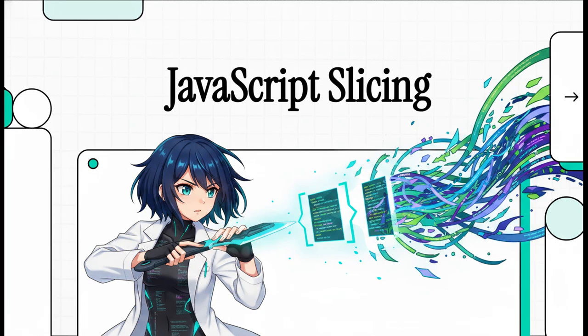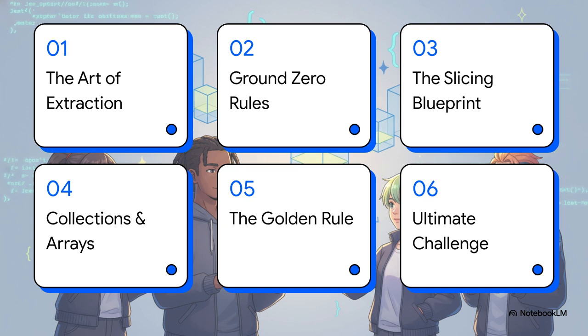Welcome back to another explainer. Today, we're unlocking one of the absolute most powerful, laser-precise tools you can have in your coding arsenal, the JavaScript slice method. Think of it as the ultimate surgeon's scalpel for your data. Seriously, whether you're wrangling strings of text or organizing massive lists, getting a handle on slicing is a total game changer. Let's dive in.